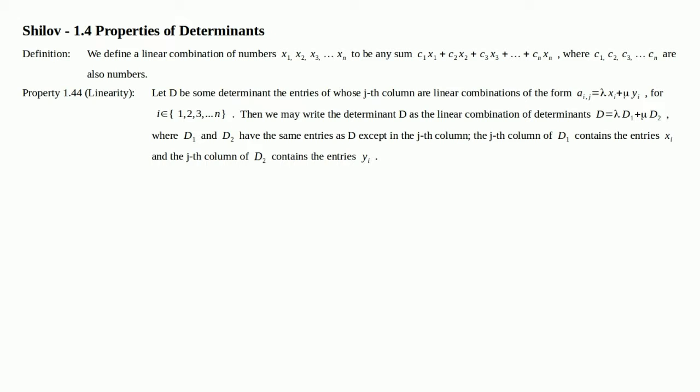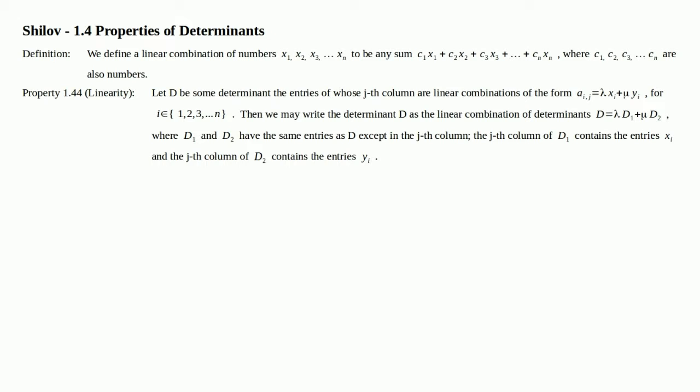So, property 1.44, referred to in the book as the linearity property of determinants, says the following. Let D be some determinant, the entries of whose jth column are linear combinations of the form a sub i j is equal to lambda x sub i plus mu y sub i for all i in the set 1 through n. So everything in the jth column is a linear combination that looks like that.